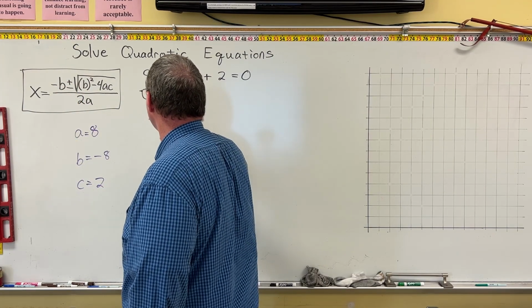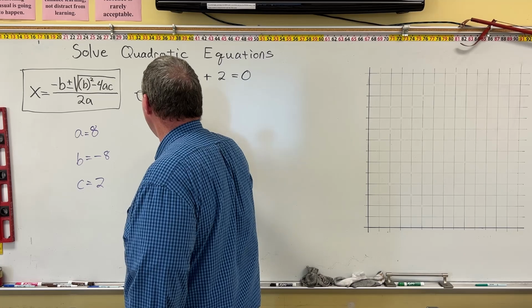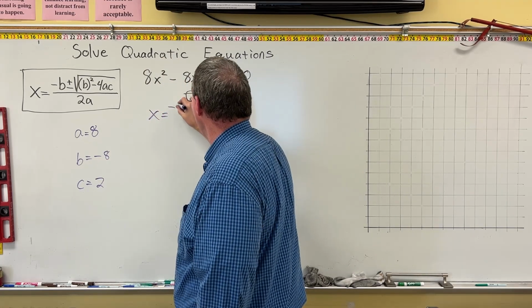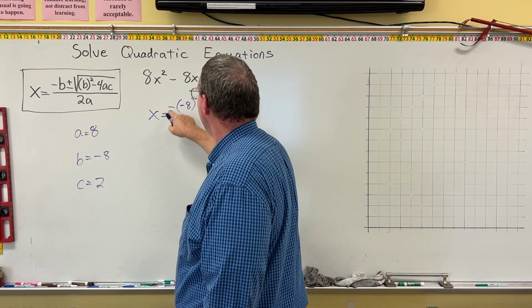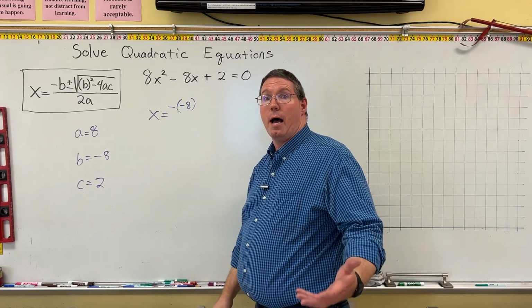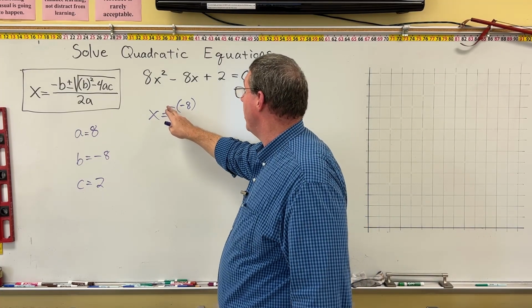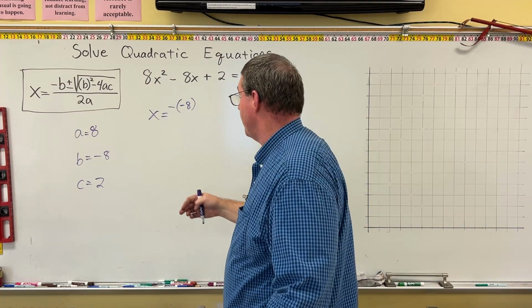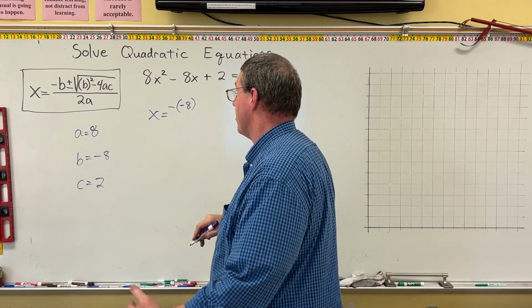So we have x is equal to negative B. B is -8, so what we have here is negative -8. Negative -8 is going to be a positive number because this is like a -1. -1 times -8 is +8. So this is ultimately going to become a +8.